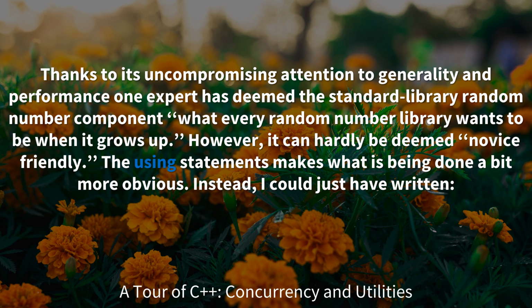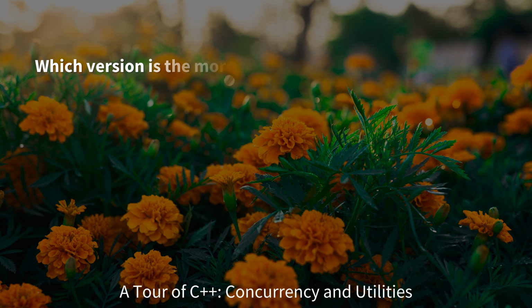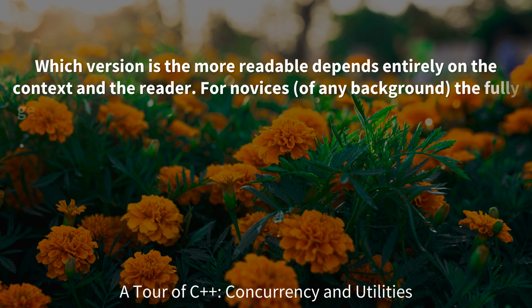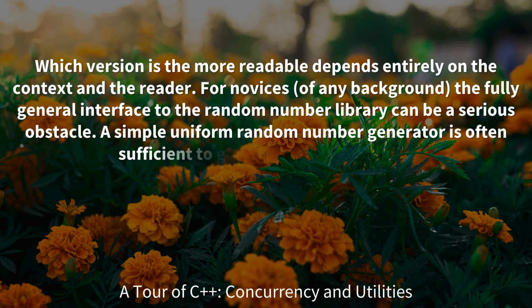Instead, I could just have written: auto die = bind(uniform_int_distribution<>{1,6}, default_random_engine{}); Which version is the more readable depends entirely on the context and the reader. For novices, of any background, the fully general interface to the random number library can be a serious obstacle. A simple uniform random number generator is often sufficient to get started.